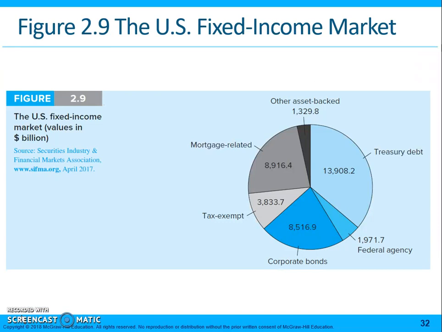Figure 2.9 shows a breakdown of the U.S. fixed income market. Treasury debt is by far the largest, at 13.9 trillion. Mortgage backs are 8.9 trillion. Corporate bonds are 8.5 trillion, and then the next would be tax-exempt at 3.8 trillion. Federal agency makes up another 1.97 trillion, and then other asset backed at about 1.3 trillion.